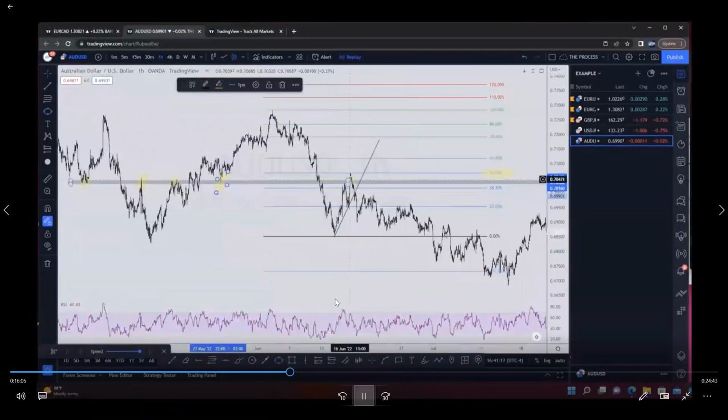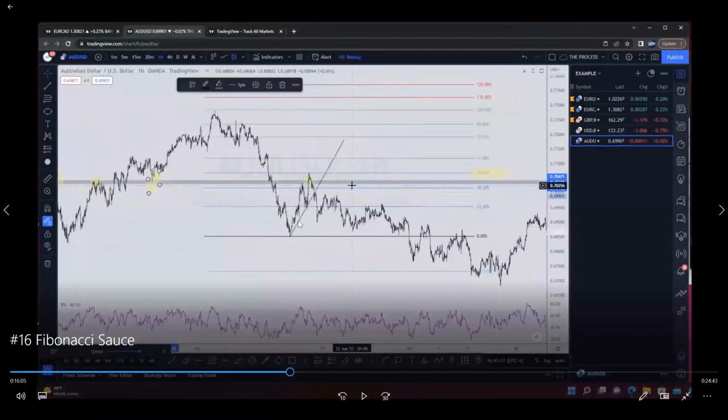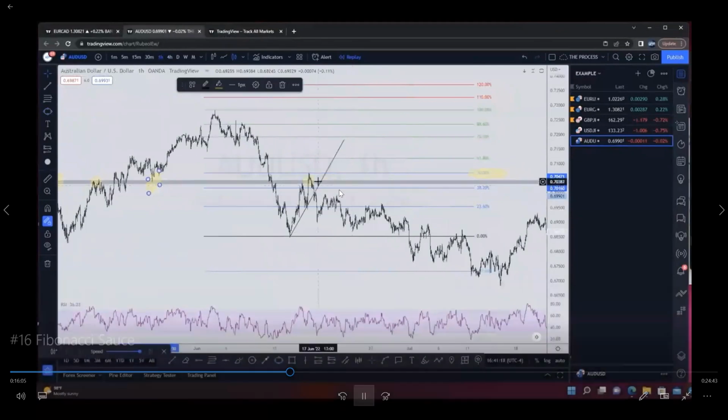Do you see where he entered this trade? Even though we had all this break of structure and everything, the market came to the zone. He didn't enter the trade on the zone. Later, you guys should watch.